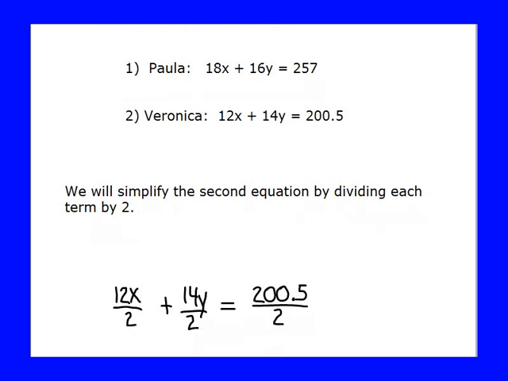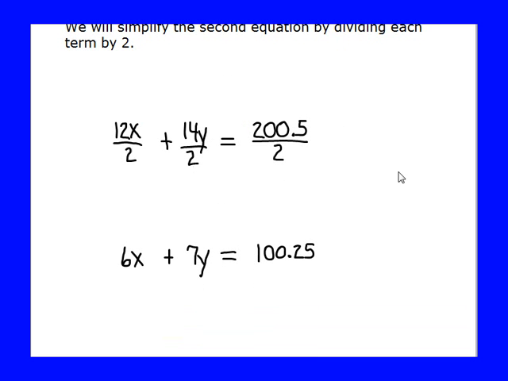Now, we will simplify the second equation by dividing each term by 2. We recognize that we can simplify the second equation. So when we do that, we divide each term through by 2. So we have 12x divided by 2 plus 14y divided by 2 equals 200.5 divided by 2. And we end up with 6x plus 7y equals 100.25.